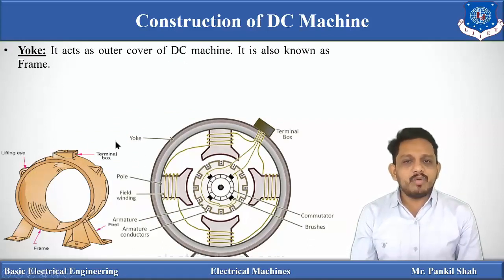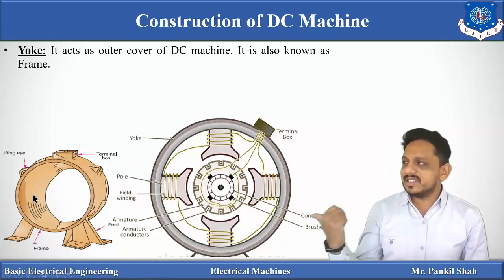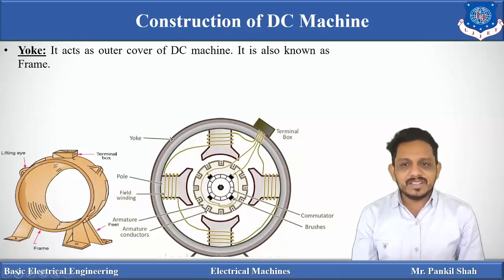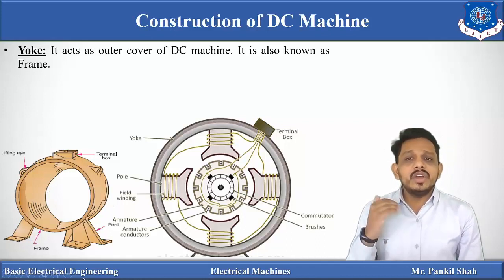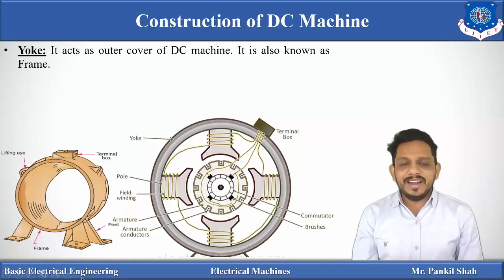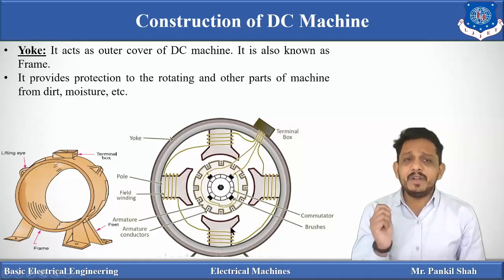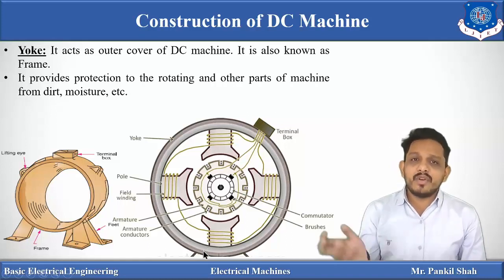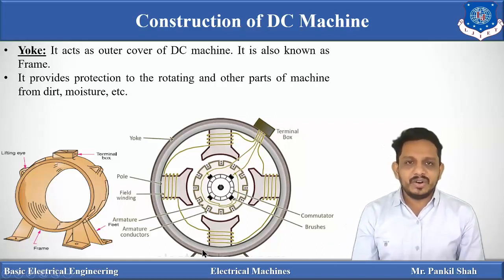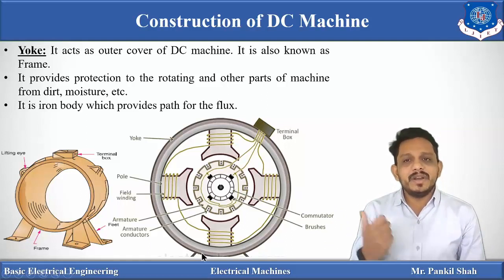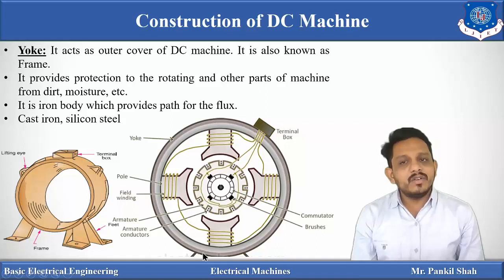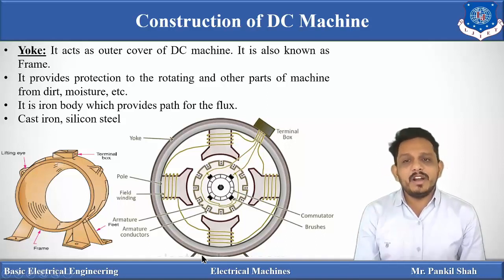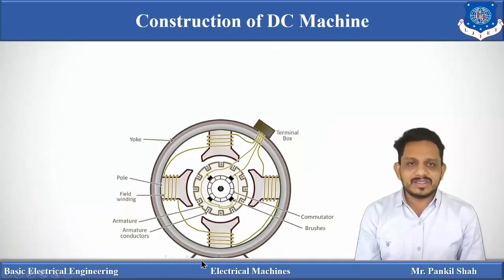Yoke is this outer frame, and you can also see this image, and in this image this is known as a yoke. Okay, so yoke is an outer cover of any type of DC machine and it is also known as a frame. It provides protection to the rotating and other parts of a machine from dirt and moisture. Okay, so this is a yoke. It is made up of iron and it also provides the path for the magnetic flux. It can be made up of cast iron and silicon steel.